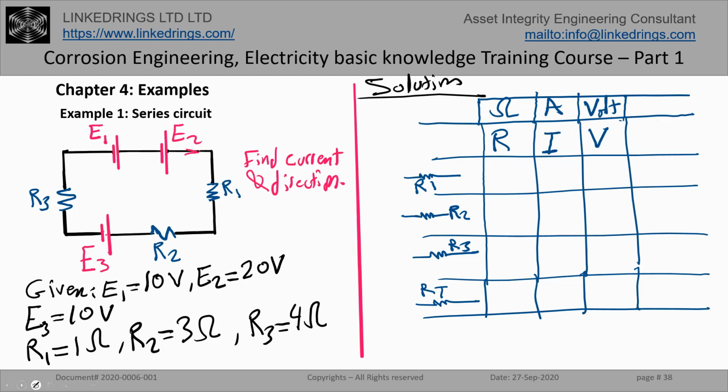Okay, what we know here, we are going to put. So what information is available? The resistance values. So R1 is 1 ohm, R2 is 3, and R3 is 4 ohms. Okay, then they are connected in series. So I know now R total. R total how much? The summation. 1 plus 3 plus 4 is 8 ohms.